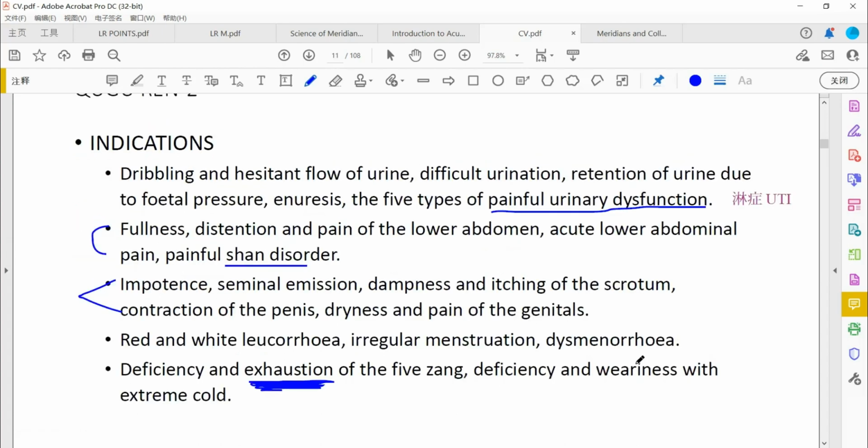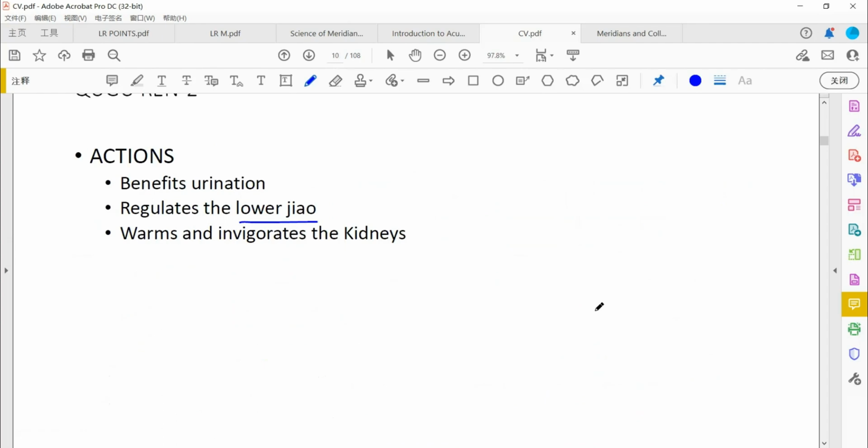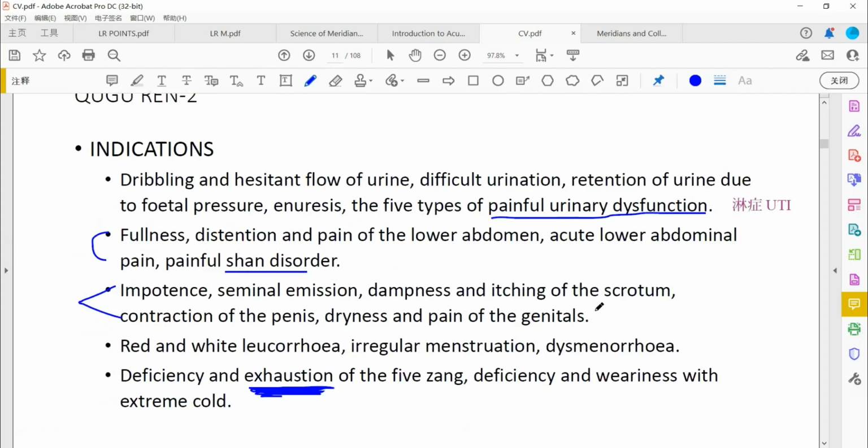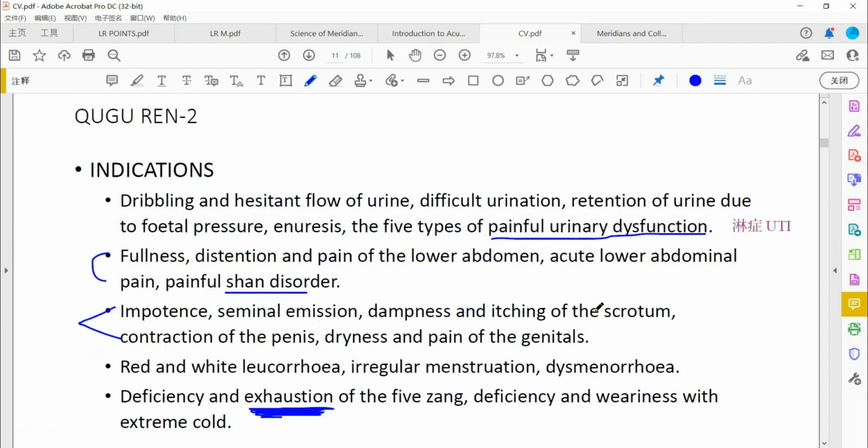CV2. Okay, that's CV2. We don't have enough time, so today we stop at CV2. Write down. Okay. CV2 down. Okay, so next class we will finish CV2. And we'll start GV point, GV meridian.